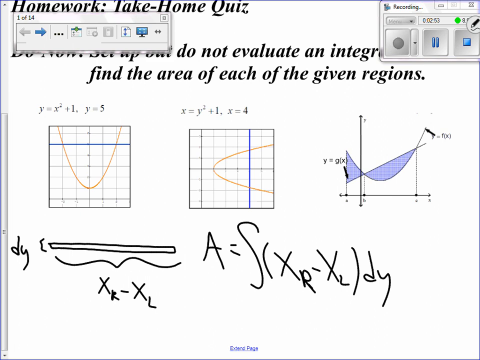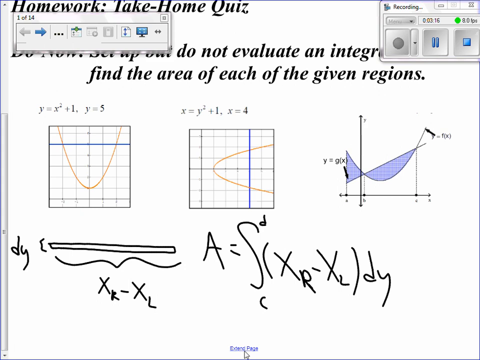And then for the limits of integration, when you have horizontal strips, you don't want to add them up left to right. You're going to add them up bottom to top. If it's dy, horizontal strips, you want to go from the smallest y coordinate to the greatest y coordinate. So you'll still get the points of intersection, but you want to use the y coordinates.